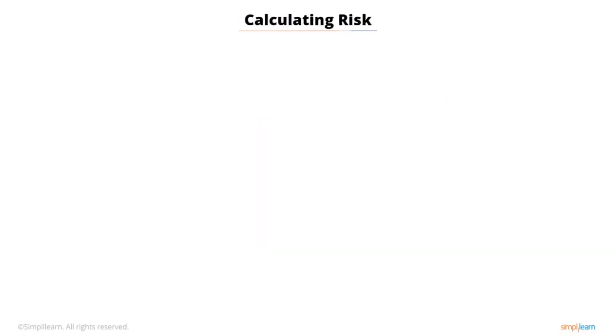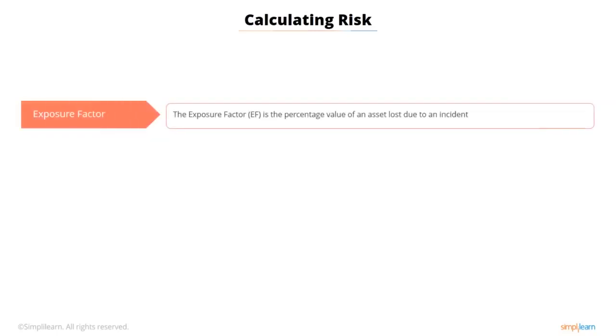Now, to express that in dollars, we have some very specific formulas. These formulas are also borrowed from disaster recovery and business continuity planning. Exposure factor. This is the percentage value of an asset lost due to an incident. Now, what we mean is in many cases, you won't completely lose an asset.